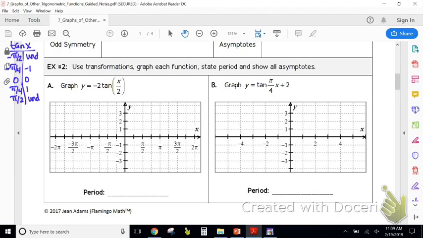So let's go through. What is that negative going to do to my graph? It's going to be a reflection across which axis? Y. X-axis. Across the x-axis. All right. What is that 2 right there going to do to my graph?